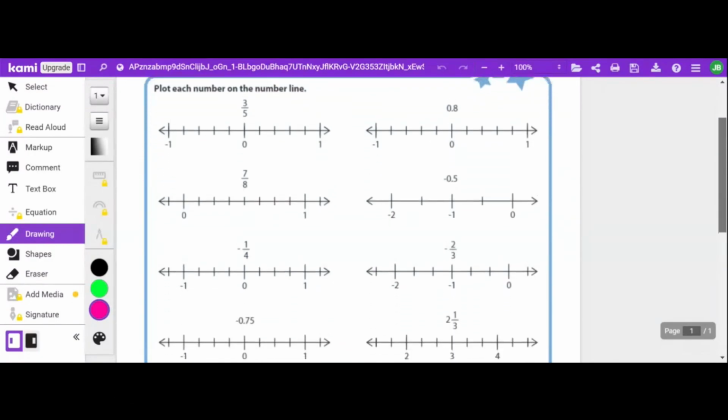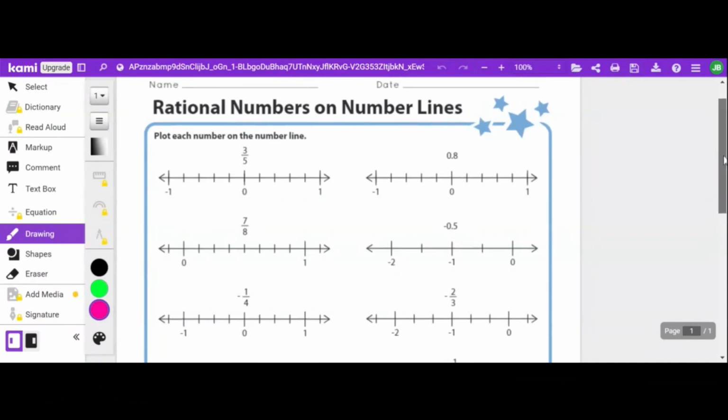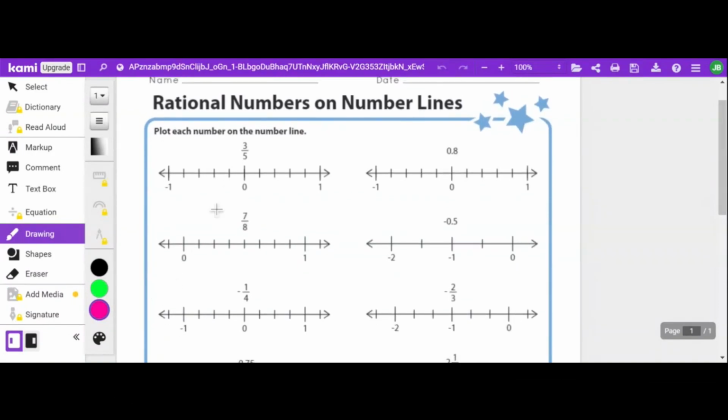And on this one, we are taking the number that they give us and plotting it on the number line. Okay, so we're going to do some of these together. The first one is positive 3/5. Positive 3/5. So are we to the right or to the left of 0?